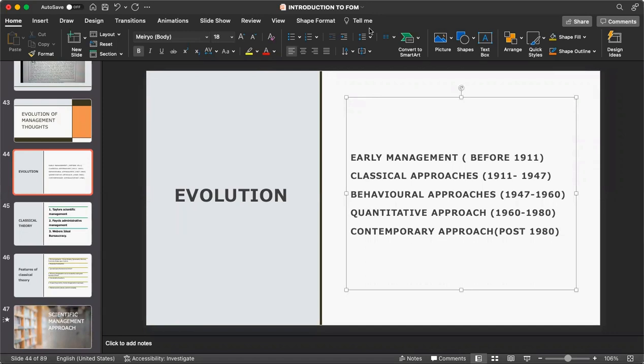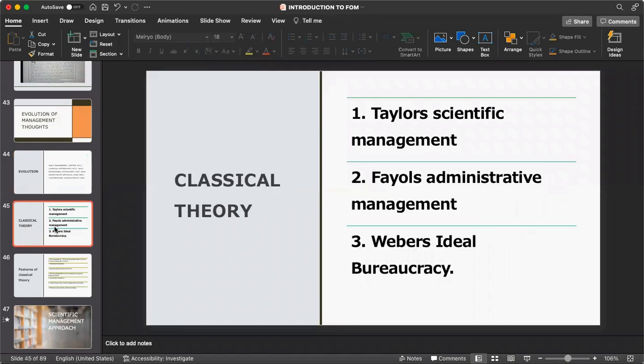Now there are 2 important things which we need to discuss over here. That is the classical approach, Taylor's approach and Weber's approach, because these 3 important theories will definitely be covered in our syllabus. They are Taylor's scientific management principles, Fayol's administrative management, and Weber's ideal bureaucracy. Because these 3 important concepts still hold good in reality as well. Okay, so I think we should start now.